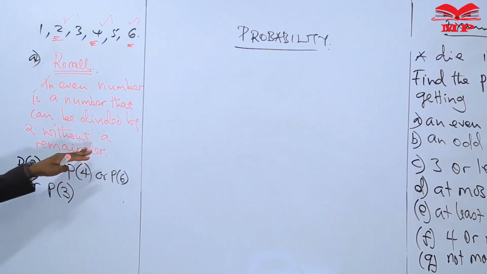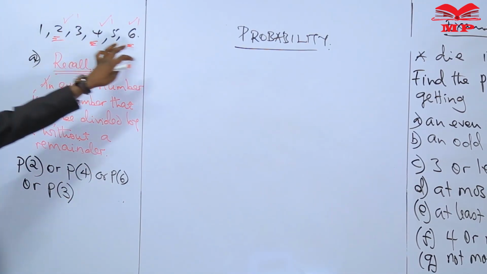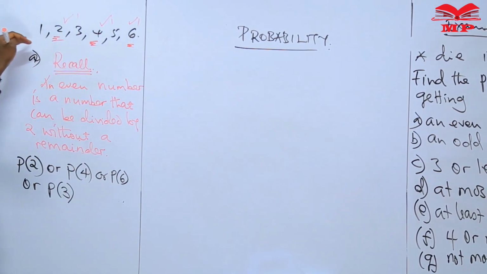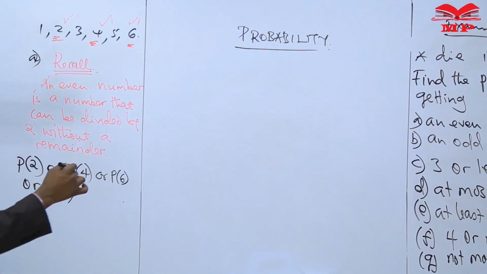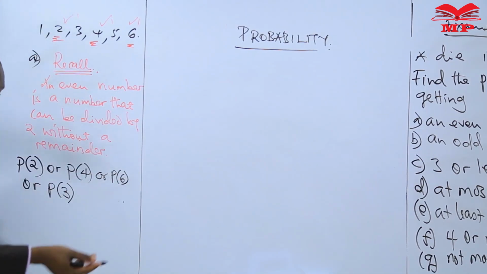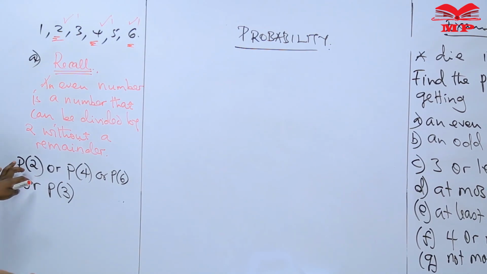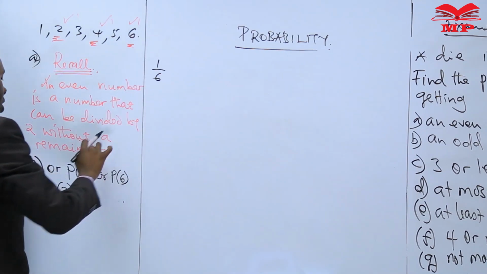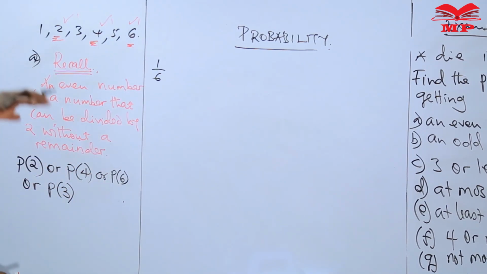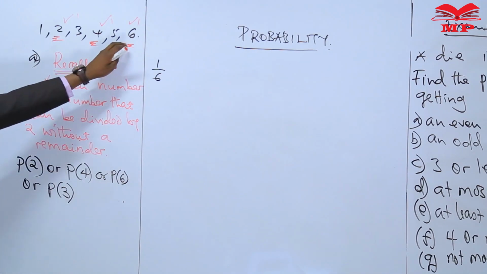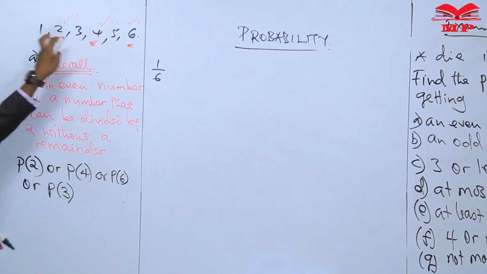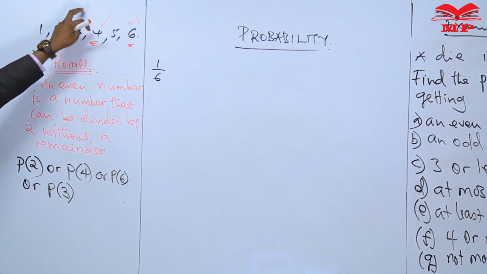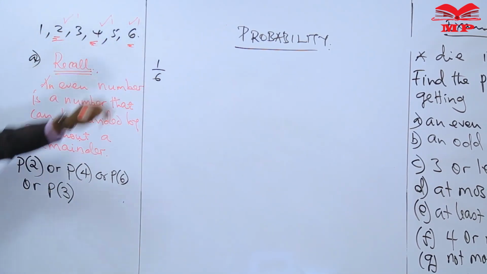Now, looked at keenly from here, we know that in our sample space we have 6 items. So each one of them is actually 1 out of 6. For us to get a 2 is 1 over 6. For us to get a 4, it's 1 over 6. For us to get a 6 is 1 out of the total number, which is 6. For us to get a 3, it's just 1 out of the total number, 6.